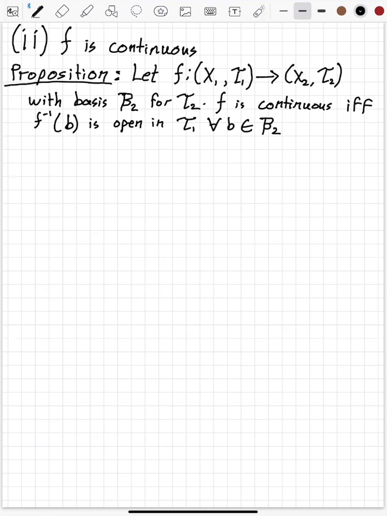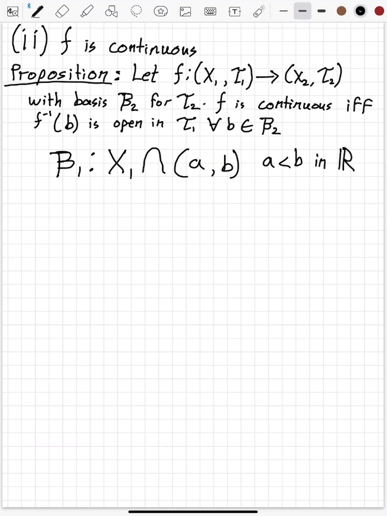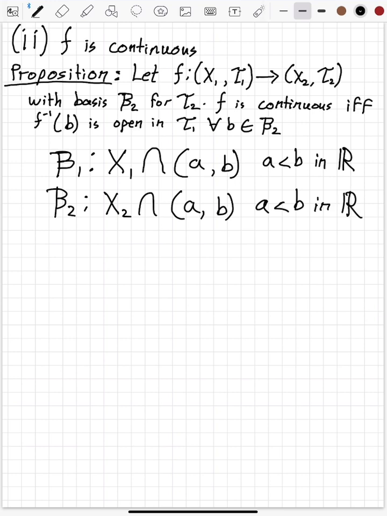Now, since (X1, tau 1) and (X2, tau 2) are Euclidean subspace topologies, beta 1 and beta 2 consist of all the sets that are intersections of X1 with all open intervals of the form (a, b) with a less than b in R, and the intersection of X2 with (a, b) with a less than b in R, respectively. So let's write that down. Beta 1 would be an intersection of X1 with any open interval in which a is less than b in the real numbers, and beta 2 would be X2 intersection with (a, b) in which a is less than b in R. So these will be the bases for X1 and X2. Now let's see what this is going to look like. Let's just write this down as a visual aid.